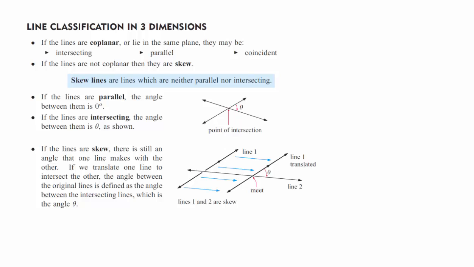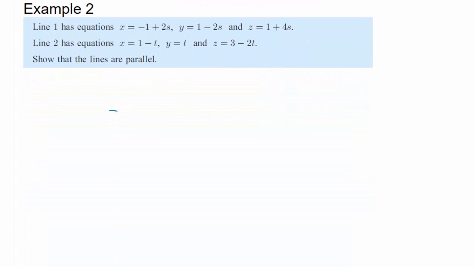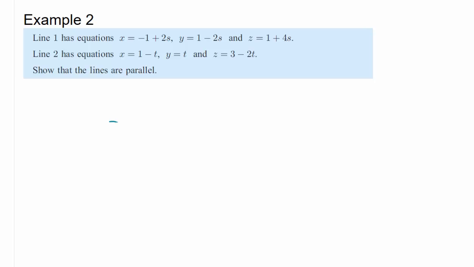The other thing I want to point out is that if lines are parallel, they're identified as having an angle between them that is 0 degrees, whereas for lines that are intersecting, we can actually find the angle. So let's look at an example. The first question is saying that we have two different lines, and notice that they're three-dimensional with our x, y, and z components. And the question is just asking to identify if they're parallel.